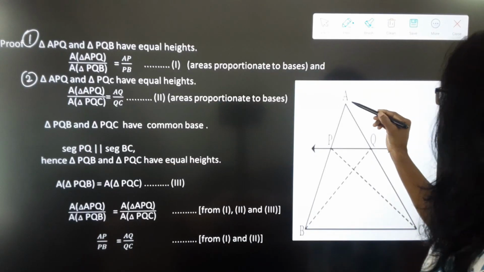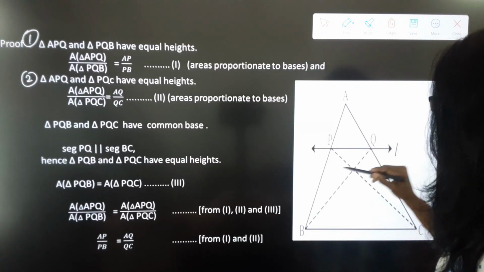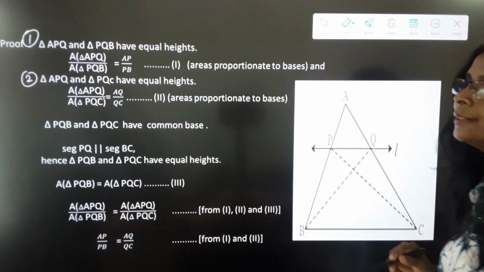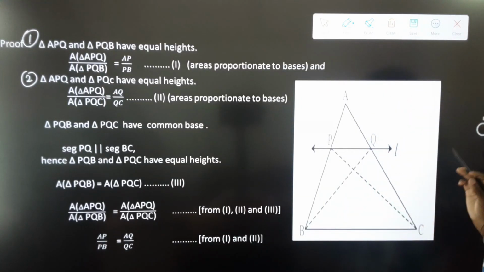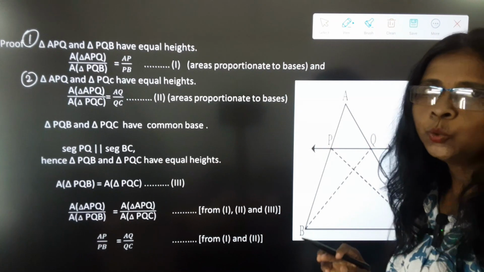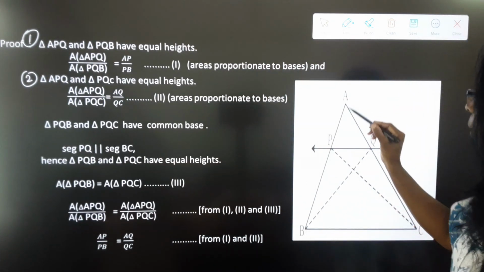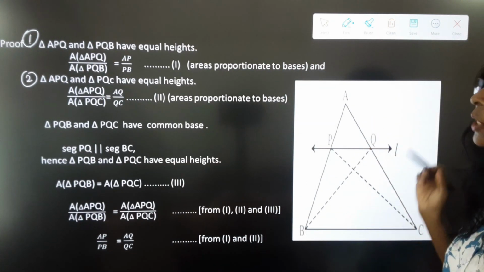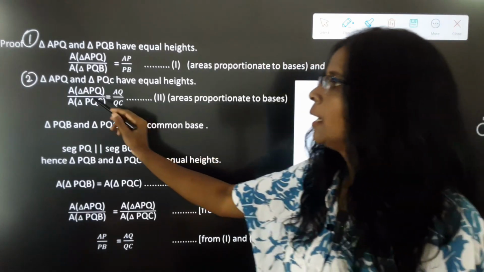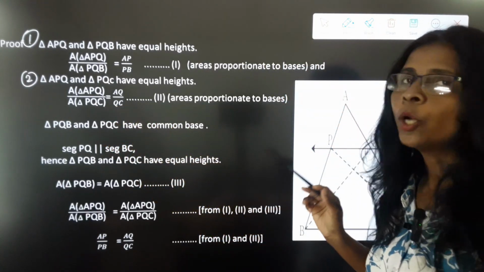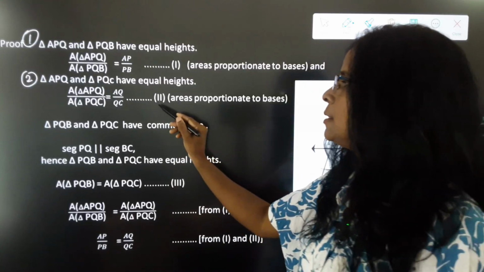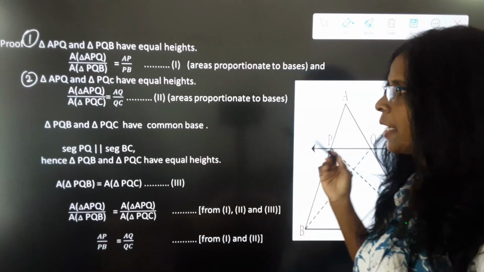So choose these triangles. Triangle APQ and triangle PQC have equal heights, and that means area is proportional to the bases. So students, area of triangle APQ upon area of triangle PQC is equal to AQ upon QC, and call it the second equation. Now the second part is over.